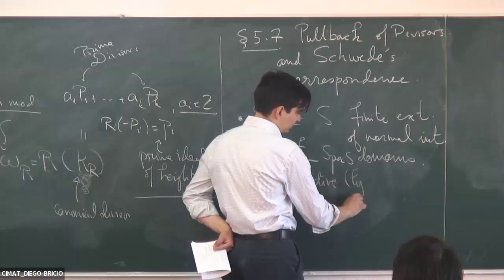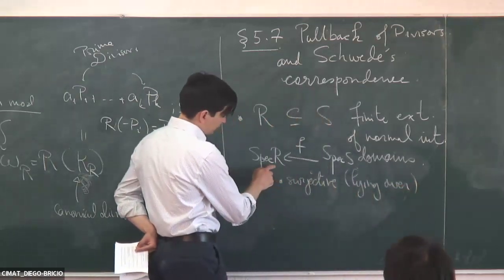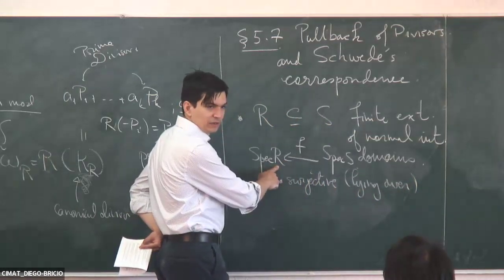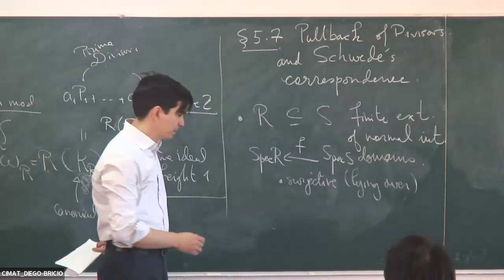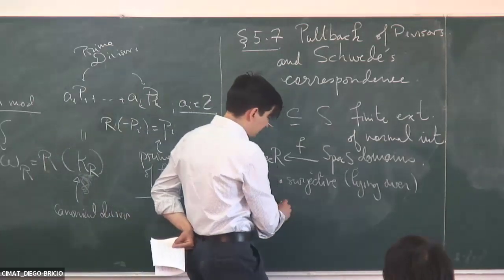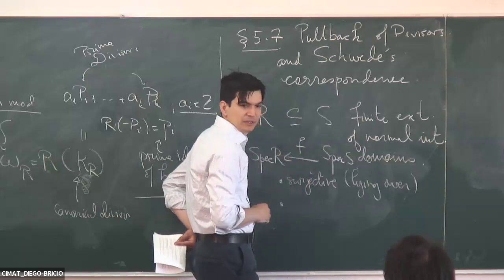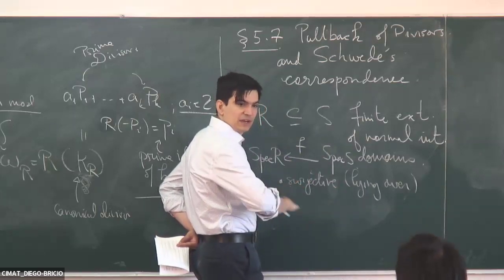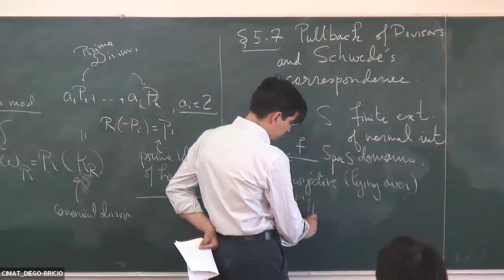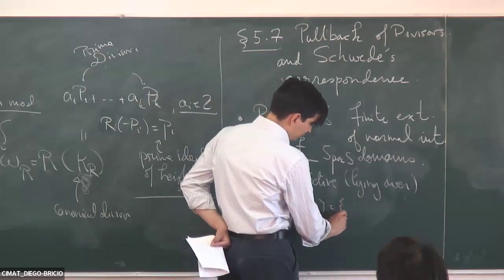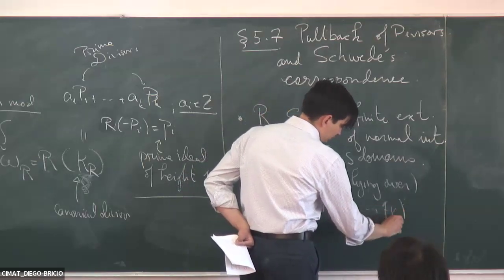This is lying over: for every prime ideal of R, there lies a prime ideal of S. Okay? What else? What are the fibers of this map? If I take a prime here and look at the inverse image of P, it's a finite set of primes.